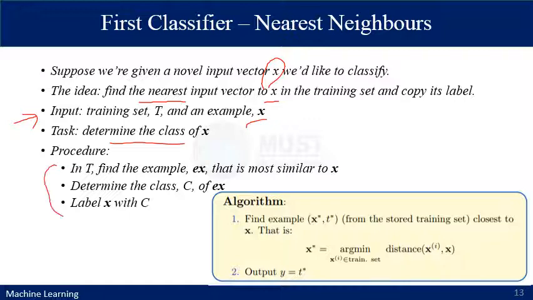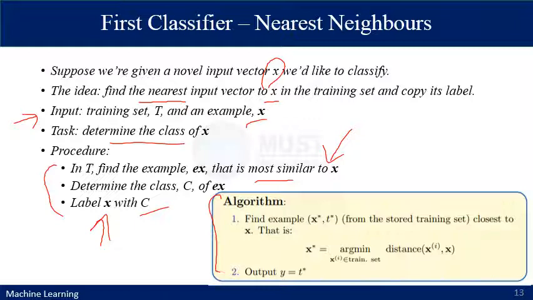So this is the procedure. In the training set, you find the examples and then find out the most similar example to this example, determine the class of that similar example, and label the current example with that class. So for example, we look into our imaginary database of cat images and we see that our picture resembles a cat, and we label our picture with the cat.